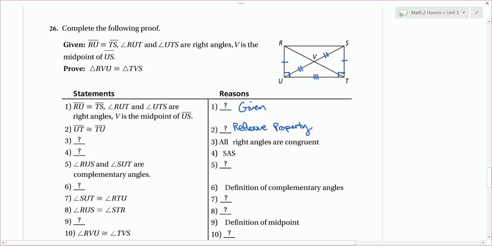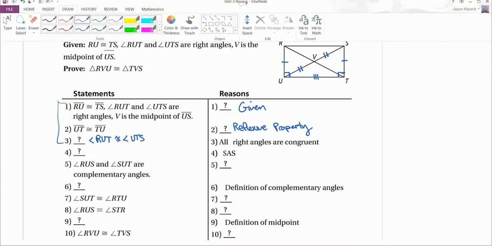Third statement we need to come up with, but we have the reason: all right angles are congruent. There are two right angles we drew in there, so that would say that angle RUT is congruent to angle STU, or UTS. Statement 4 we don't know, but we know the reason is side-angle-side. What's above in statements 1 through 3 should reveal side-angle-side for some pair of triangles.